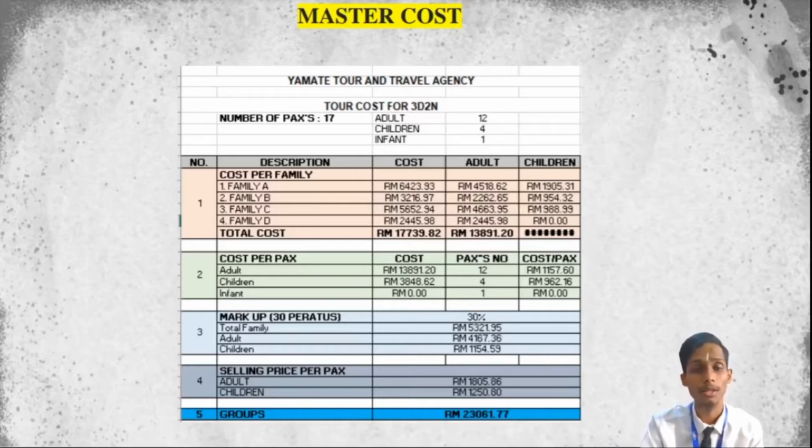For adults, the price per pax is RM 1,805.86, and for children the price is RM 1,250.80. Finally, the price for groups is RM 23,061.77.